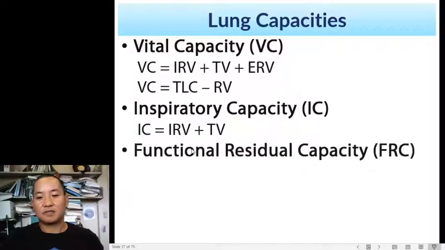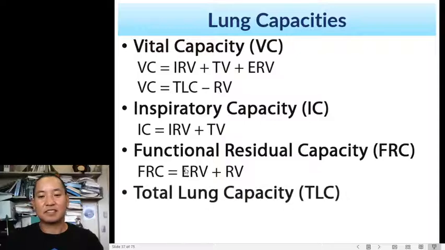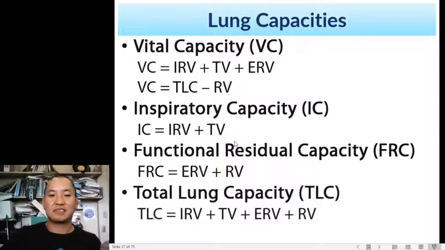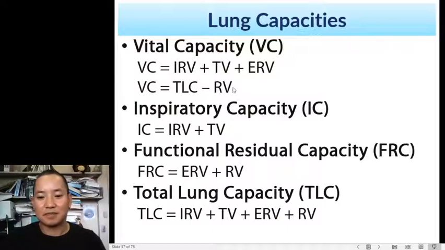And then you have functional residual capacity. So you have many lung capacities. If I do test you on this, especially for the multiple choice, I probably will test you on vital capacity and total lung capacity. Maybe if you're doing an exercise study or a lung physiology study, you might measure the others. But vital capacity and total lung capacity are pretty useful clinical application measurements.